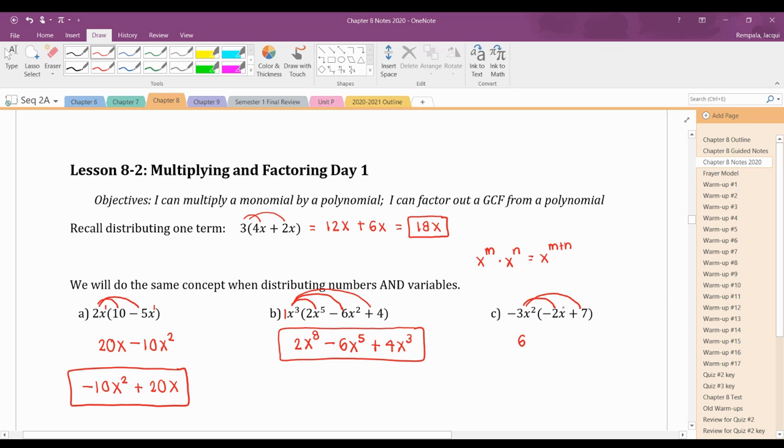X squared gets multiplied by x to the first power. So I get to keep the x, and I'm adding the exponents. 2 plus 1 is 3. I'm going to bring down that addition sign, and now I get to multiply negative 3 times 7. That gives us negative 21.